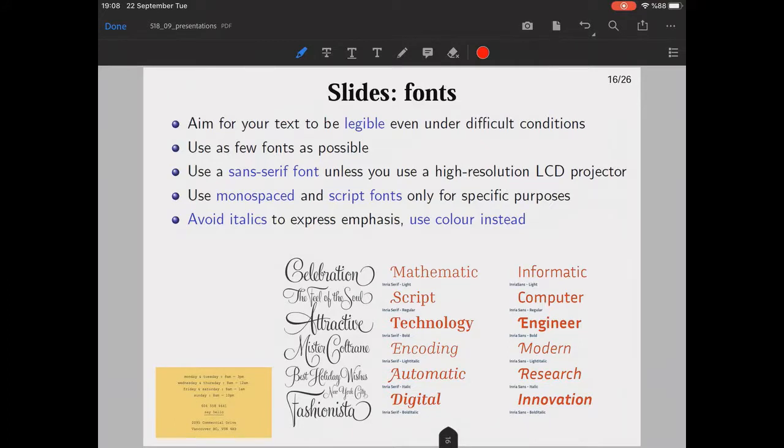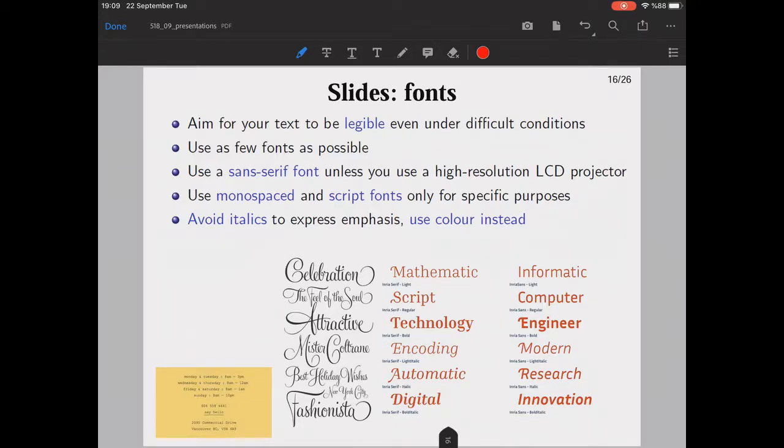Aim for your text to be legible even under difficult conditions. Okay, the light can be different, the projector beam can be different, maybe the presentation area, the board or the wall, can be different and makes it harder to read for people. So try to choose the text font to be legible, readable, even under difficult conditions.